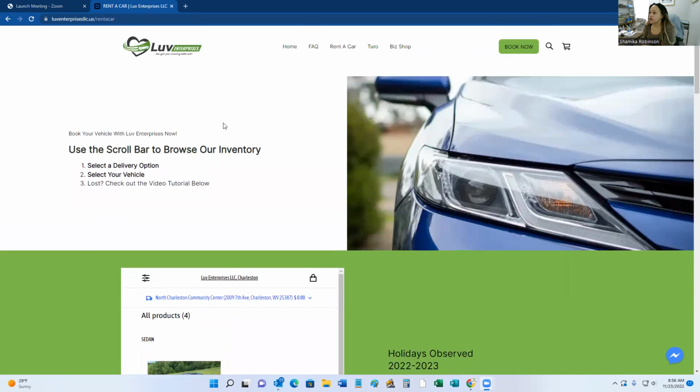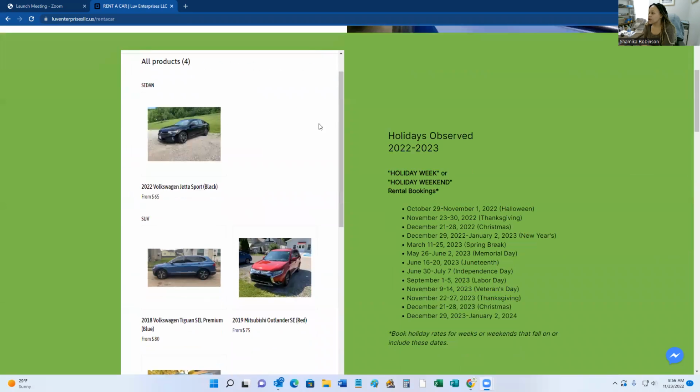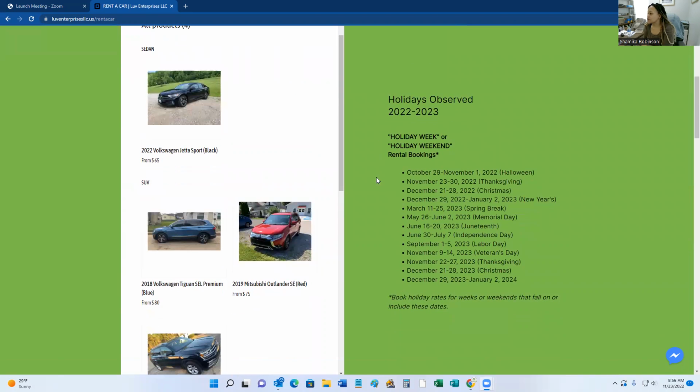What you see here is when you go to rent a car, of course, it's going to tell you which holidays are observed. It tells you clearly here. It says holiday week or holiday weekend rental bookings. The asterisk tells you to book holiday rates for weeks or weekends that fall on or include these days. So if you start October the 28th, you're running into some Halloween days.